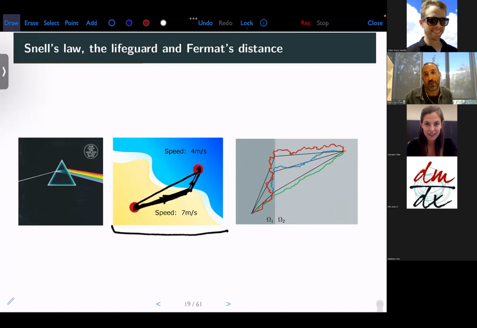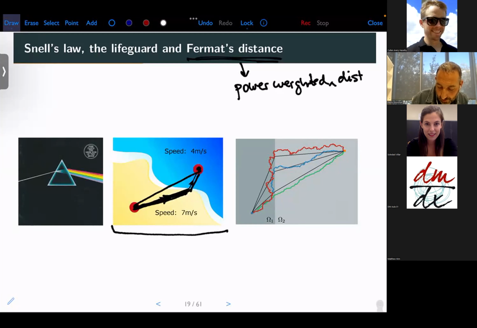principle, we decided to call this distance the Fermat distance, which comes from there. But I should say that there's also an independent group that introduced this distance, and they call it power weighted distance. This is Tamerlane, Mackenzie. Okay, so that's the distance we're going to work with.